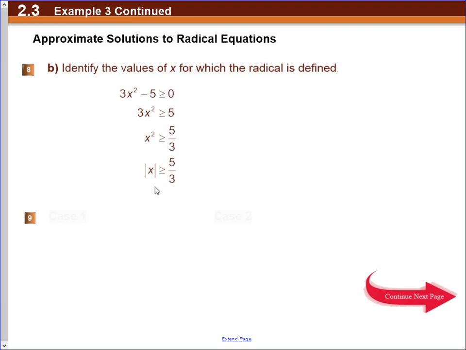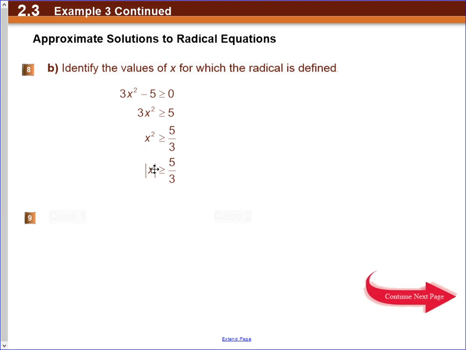defined. So if we solve for x, first of all, since it's underneath of a radical, or underneath the square root sign, 3x squared minus 5 has to be greater than or equal to 0. So 3x squared has got to be greater than or equal to 5. X squared has got to be greater than or equal to 5 over 3. And then the confusing part, the square root. When we take the square root, we have to do it a little differently.